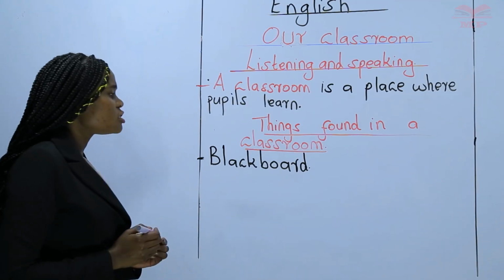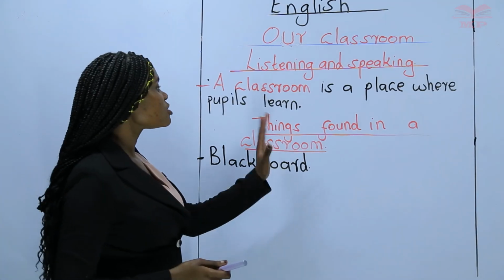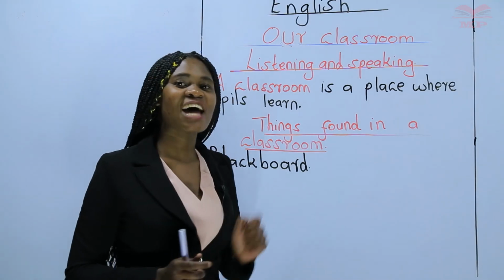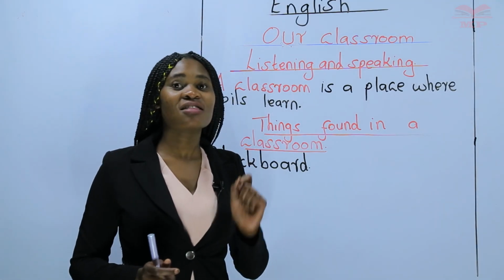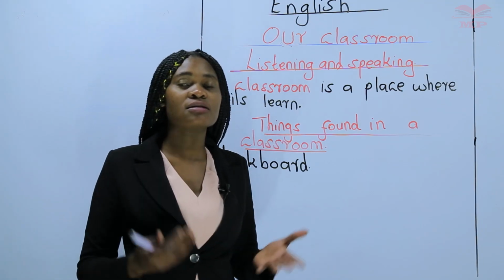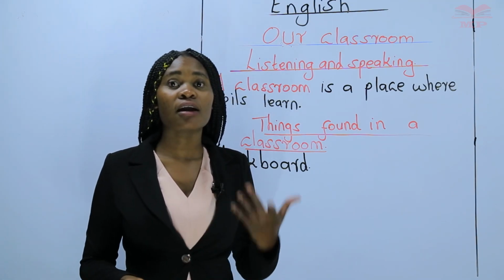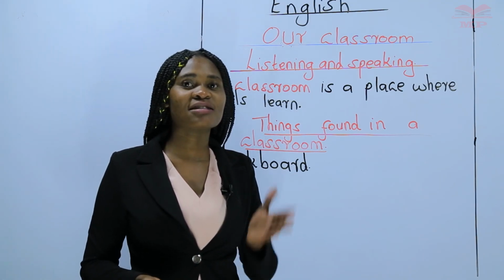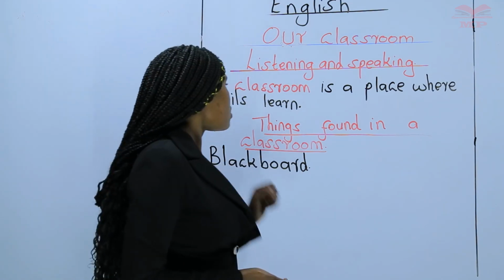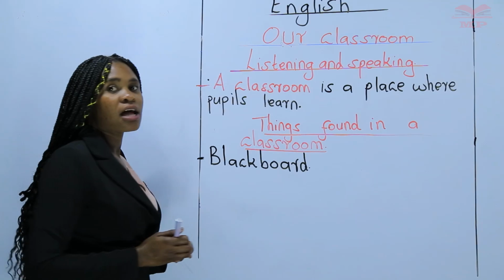Okay, before I continue, let me make something clear. When you talk about things found in a classroom, teachers and learners are not things. Things are the things that we use in a class, the ones that help us to read and write. Those are what we call things. A teacher cannot be a thing, neither a learner. So things found in a classroom, we have a blackboard.